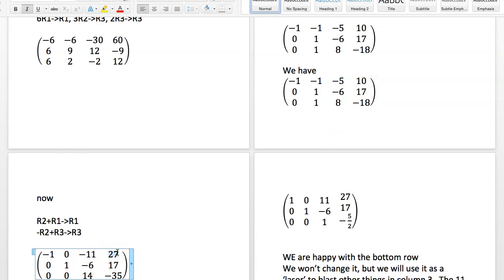Gotta love Microsoft. Now, don't mess with row 2. Don't touch it. Well, use it to do your stuff, but don't touch it. Now row 3.